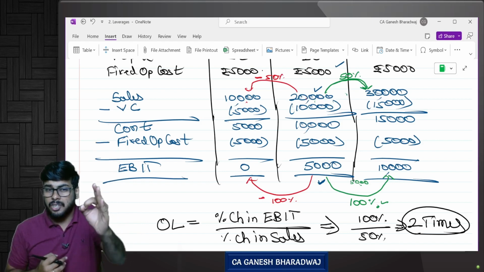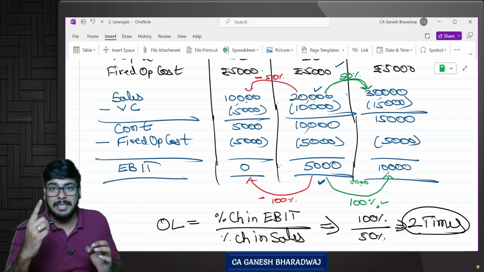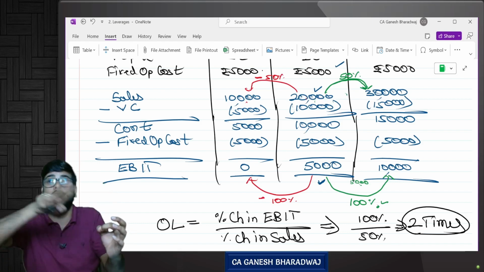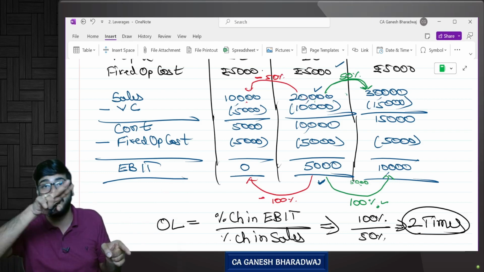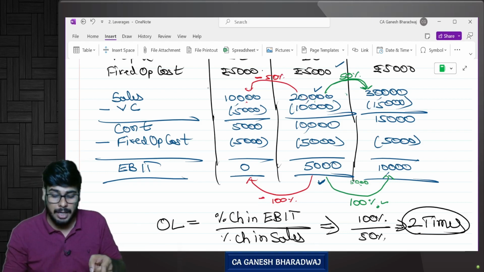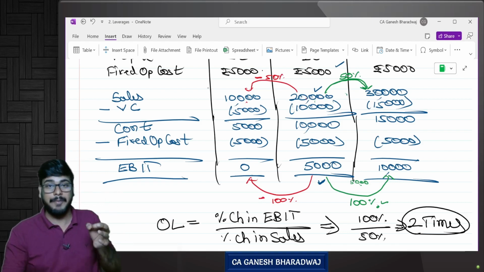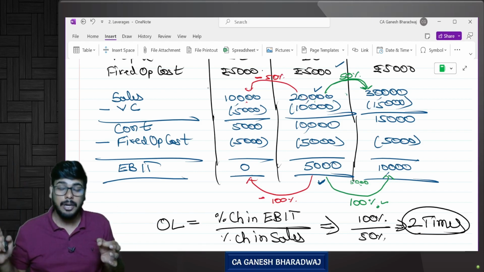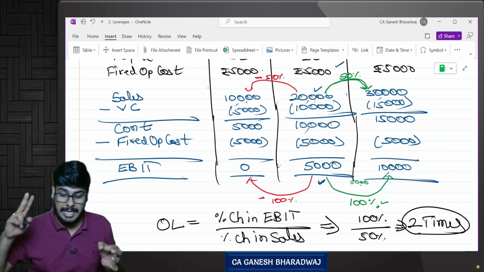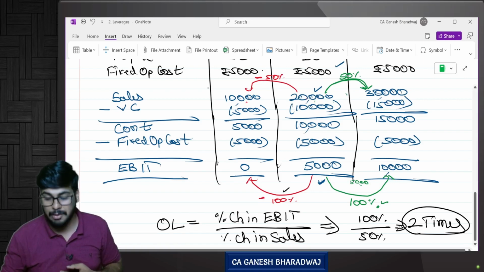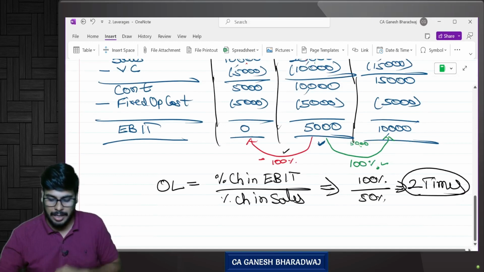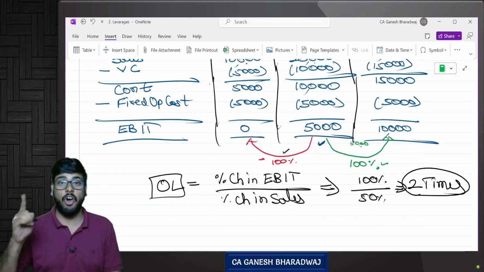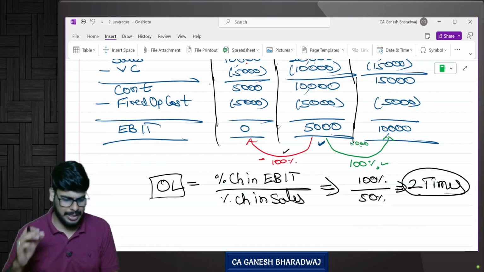But if there is a drop in sales even by 1%, then your drop in profit will be 2 times the drop in your sales. That is, your profit will drop by 2%. That's why here, if the sales drop by 50%, your dip in your EBIT will be twice this 50%. That is, it will be 100%. Are you clear with this? And the study of this is called operating leverage.